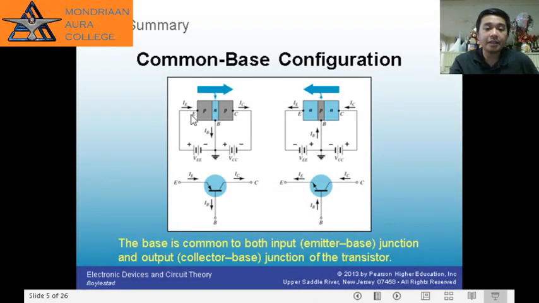Since ang ating emitter ay input at ang ating collector ay ang output terminal, ang base ang common sa kanilang dalawa. Meron tayong base emitter junction at meron tayong base collector junction. Ang base emitter junction ang ating input side. Ang base collector junction ay ang ating output side. Ang common sa input at sa output side natin ay ang base, kaya tinatawag siyang common base.